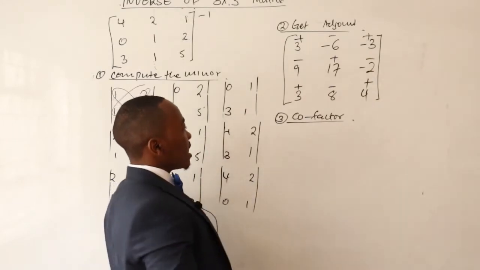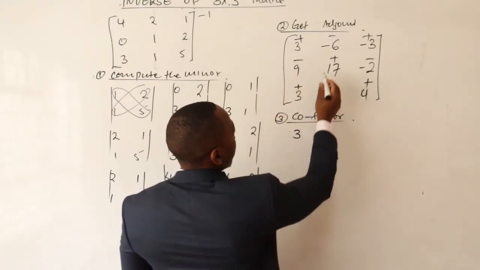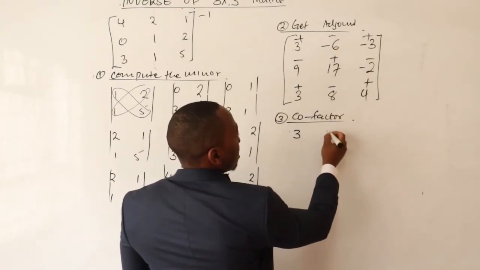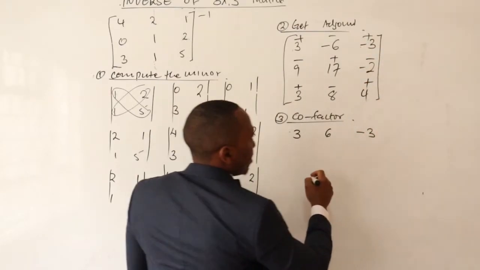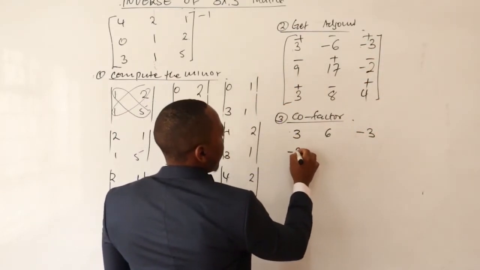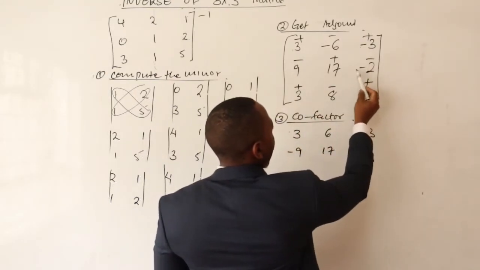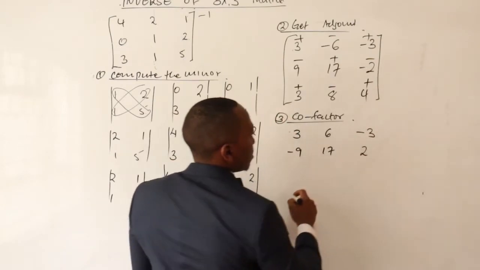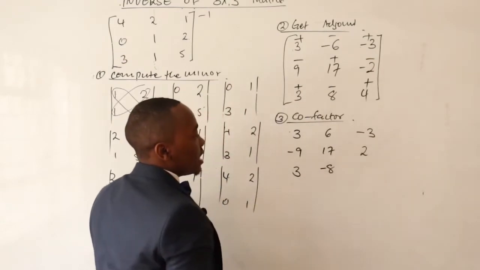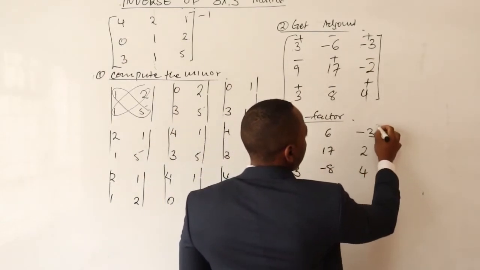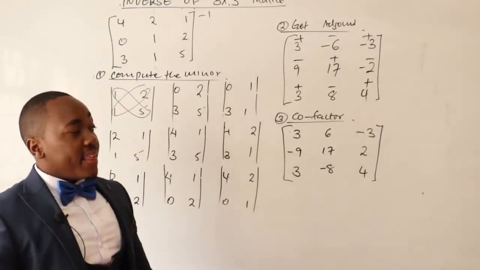So that means, how do we get our cofactor? So our cofactor will be, this is positive 3. Minus minus becomes a positive, so you have 6. Positive, negative, you have a negative 3. Here we have negative 9. Here we have 17. Here we have minus, so it will be a positive 2. That one will remain to be 3. This one will be negative 8. And this one will be 4. Like that. That's how we get the cofactor.